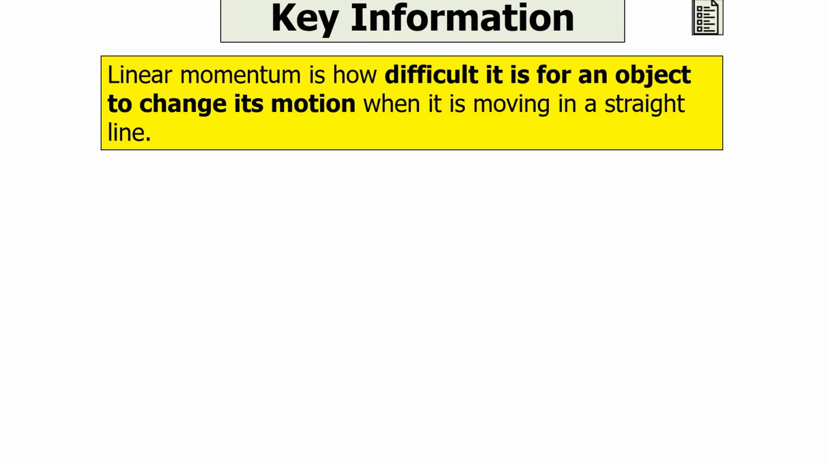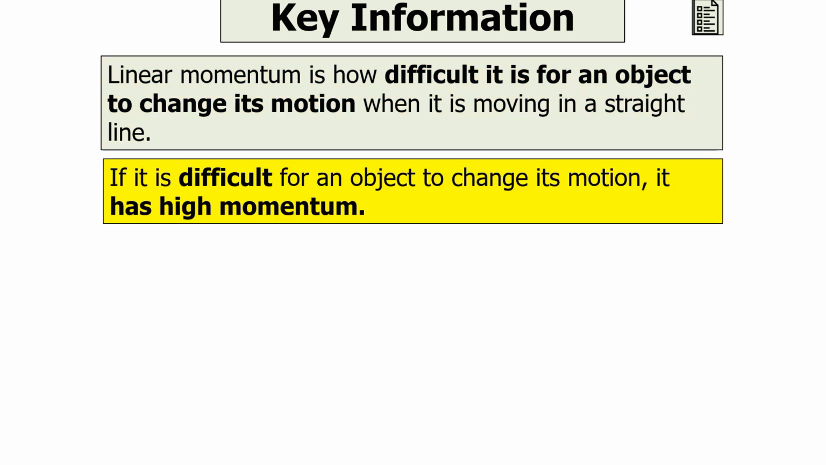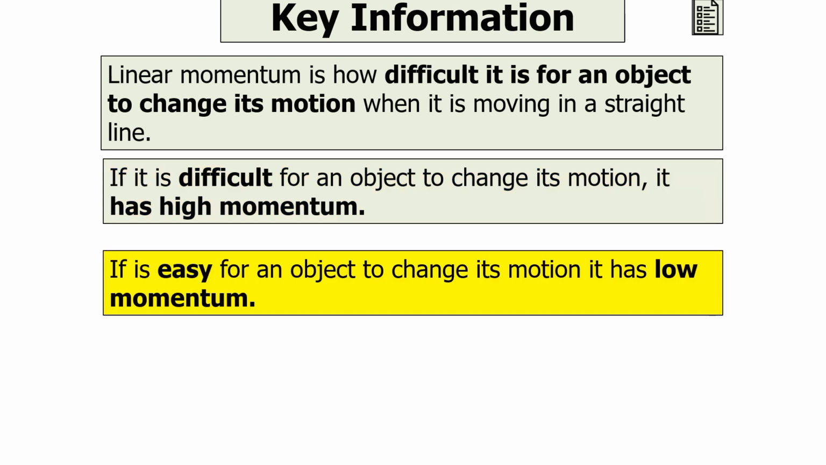So, linear momentum is how difficult it is for an object to change its motion when it is moving in a straight line. If it is difficult for an object to change its motion, it has a high momentum. If it is easy for an object to change its motion, it has a low momentum.